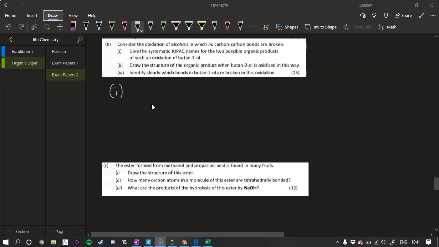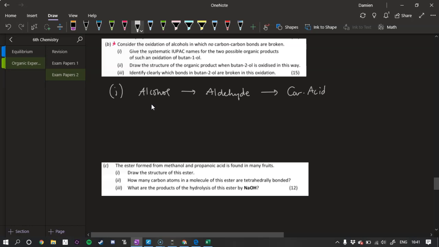Okay, so on to the next topic. We're asked to give the systematic IUPAC names for two possible organic products of such an oxidation of butene-1-ol. Now it says at the start here, consider the oxidation of alcohols. So if we're going to look at the oxidation of alcohols, when we start with an alcohol and oxidize it, you produce an aldehyde. And when you oxidize that again, if you keep going in excess, you get a carboxylic acid.